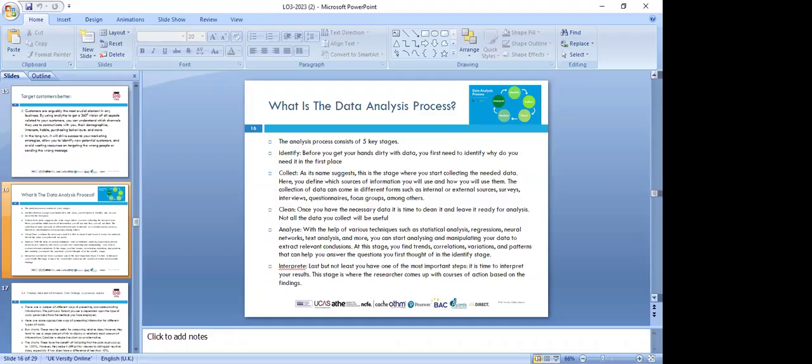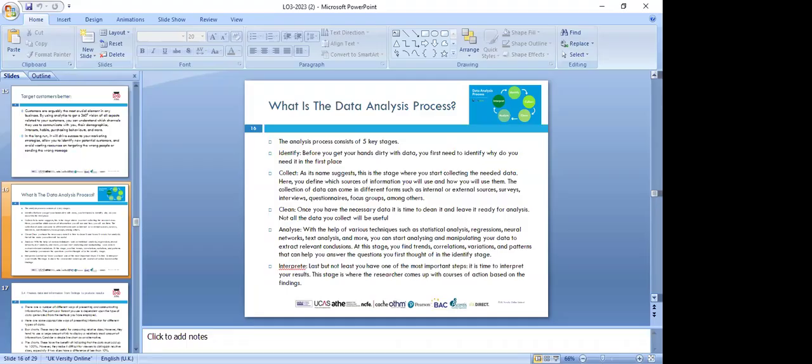You have to then collect. As the name suggests, this is the stage where you start collecting the needed data. Here, you define which sources of information you use and how you use them. The collection of data comes in different forms, such as internal or external sources, surveys, interviews, questionnaires, focus groups, among others. Data collection can be internal or external, through surveys, questionnaires, interviews, whether open questionnaire or closed questionnaire.